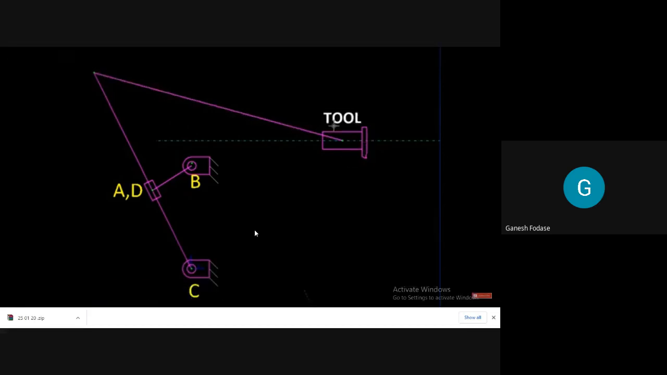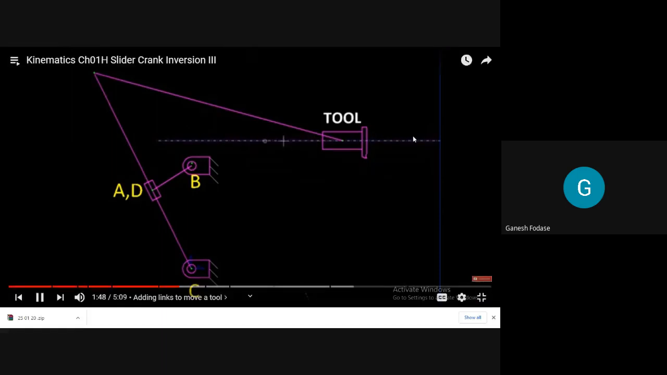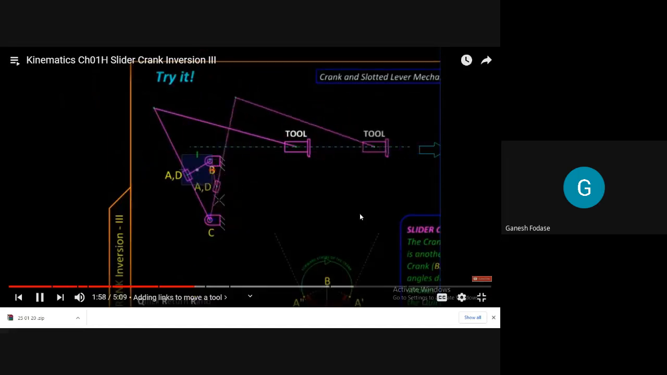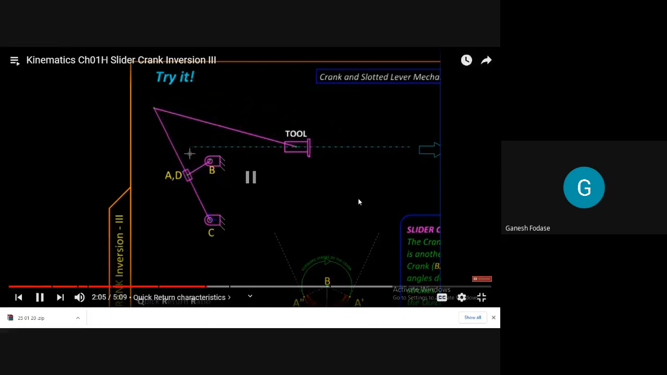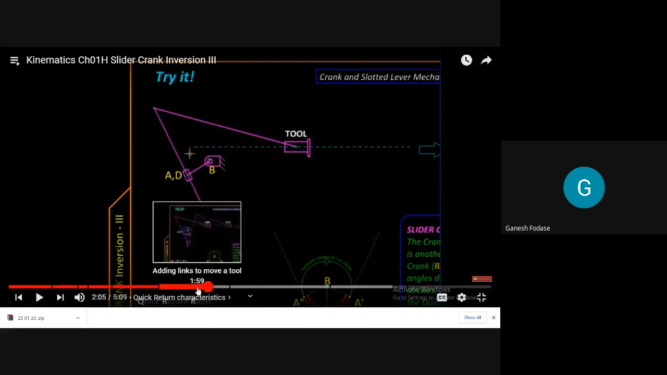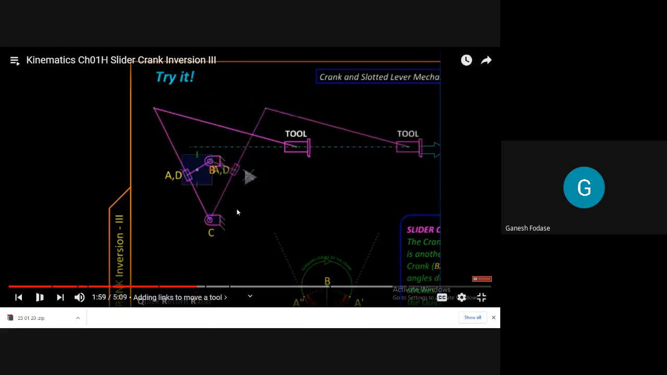This link is added, and this one is the tool. This one is the path of the tool. You can see this is the forward stroke, return, forward, and return. Observe the forward and return motion carefully and see the time for forward and return.